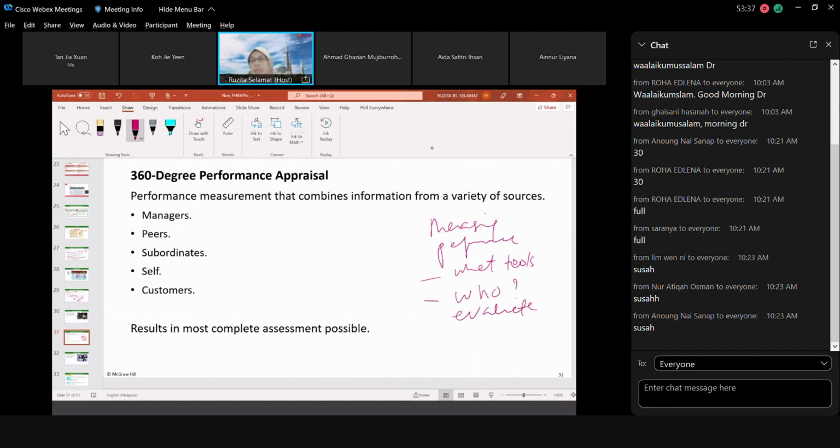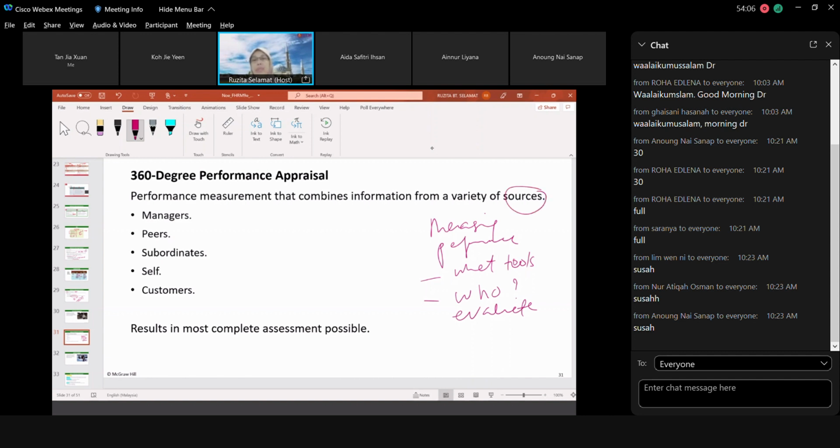Okay, we have the tools. Kita nak gunakan quality, kita nak gunakan BARS, kita nak gunakan MBO. Okay, but in the end, siapa yang akan menilai? Pekerja ke, manager ke, siapa yang akan terlibat dalam membuat penilaian. Right? Okay, so we have managers, we have peers, we have subordinates, we have self-evaluation, we have customers. So these are the parties. These are the sources, right?